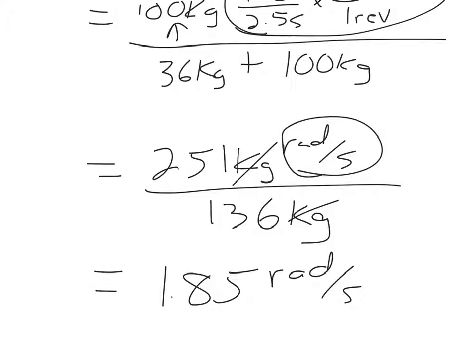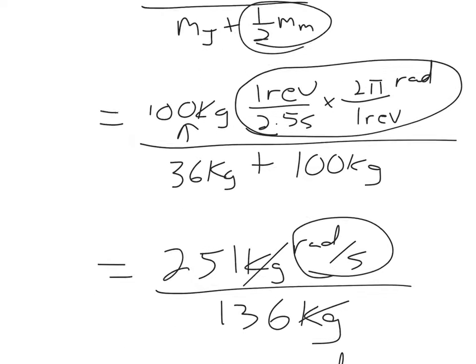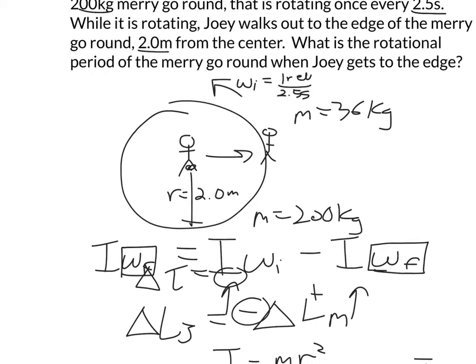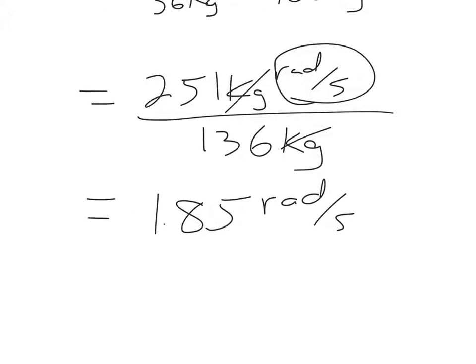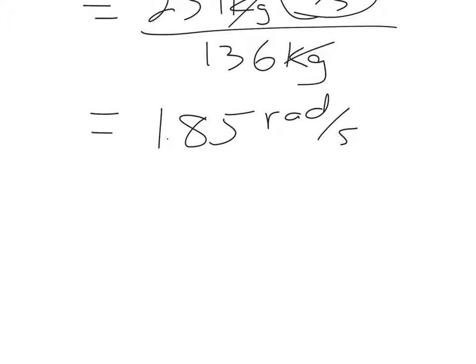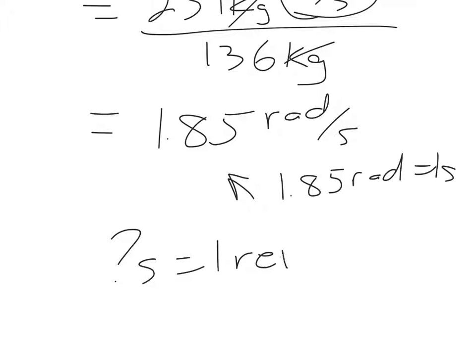Okay, now we have to be careful, because yes, that is a final angular velocity, but I'm going to go back to the question and look at what it asks. What is the rotational period of the merry-go-round? So they actually want a time. Oh, that's tricky. Well, let's go back down here. Essentially what I have here is that this thing moves 1.85 radians in 1 second. We want a time. We want to know how many seconds equals 1 revolution. So I'm going to try and change this into revolutions.